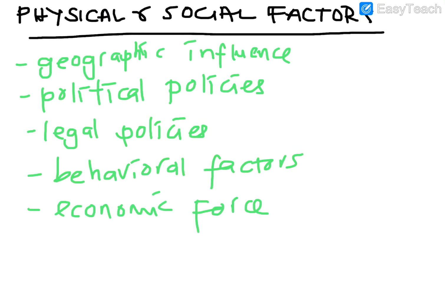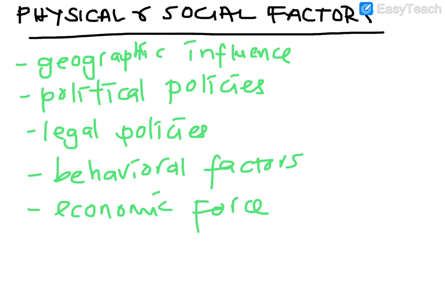Why is international business different? It is influenced by external factors that might affect the company's international operation. The external factors consist of three things: physical, social, and competitive factors.